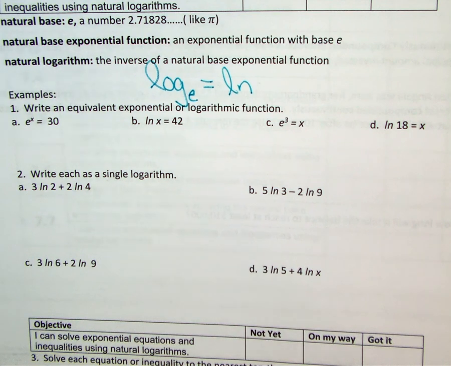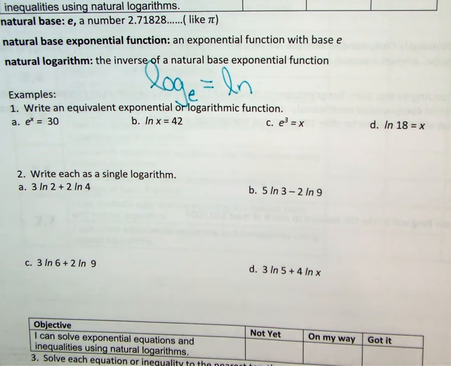Section 7.7, base E and natural logarithms. So E is just a constant, kind of like pi. We know pi is 3.14159, and it continues going on and on forever. E is just like that. It's a constant. It represents an irrational number, which means it goes on forever and ever.